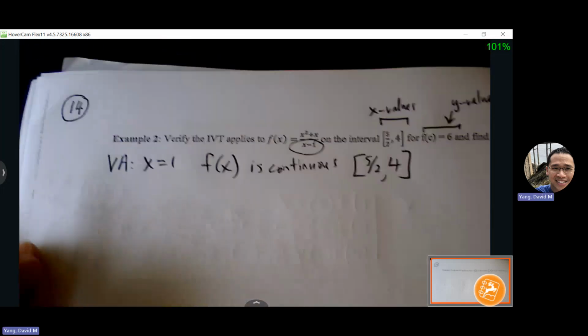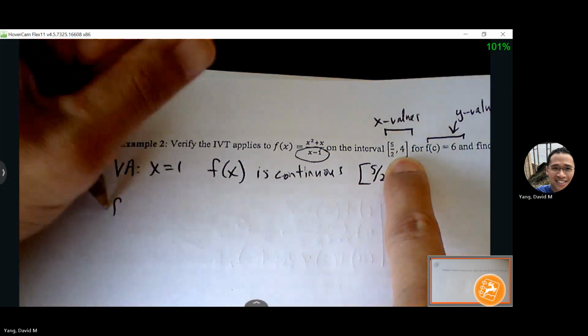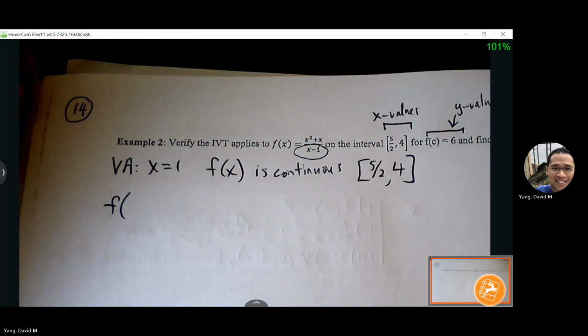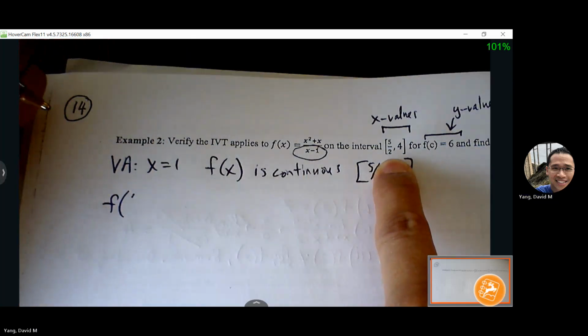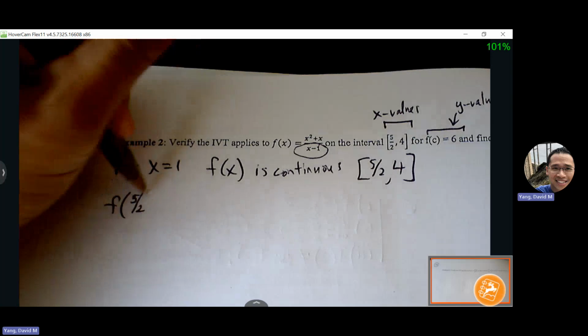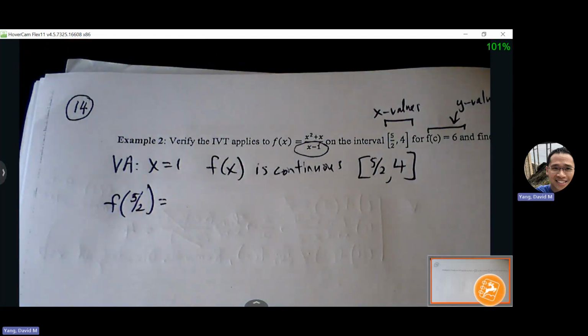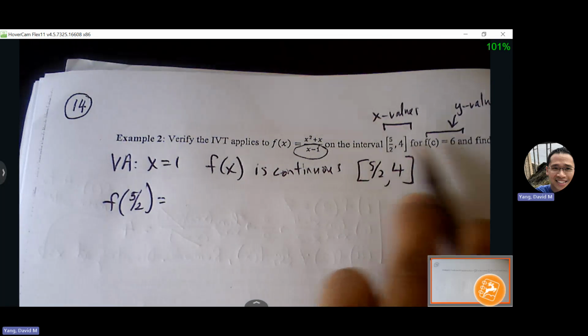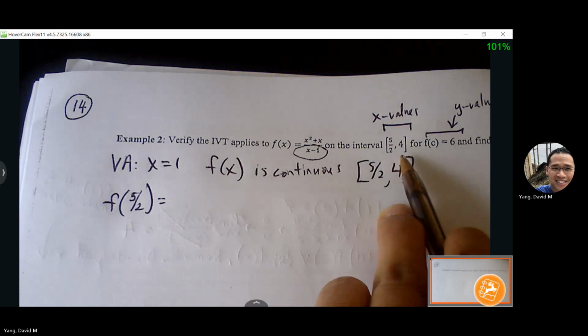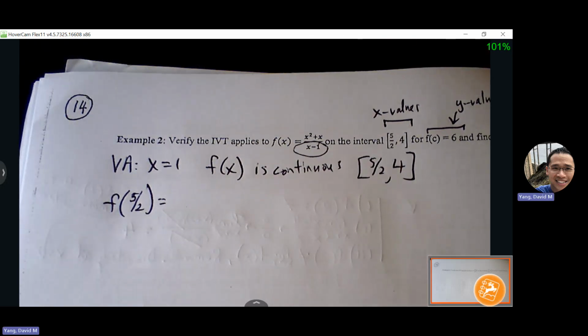Okay, so now what's the next step? We have to find the what? Use the interval to find the y values, right? Because we want a y value above 6, and we need the other y value to be below 6. Does it matter which order they come in? No. It could start above and end below, or start below and end above, but we need both numbers to be on either side of 6. We can't have both numbers less than 6 or both numbers greater than 6.